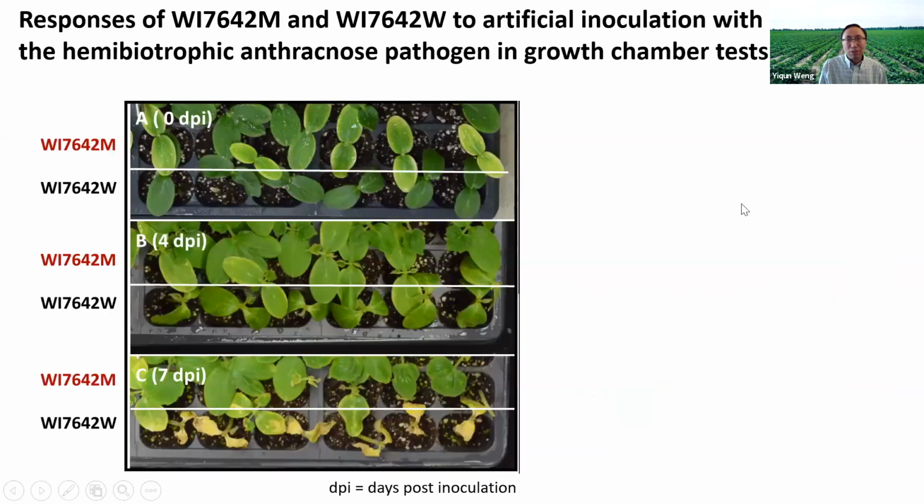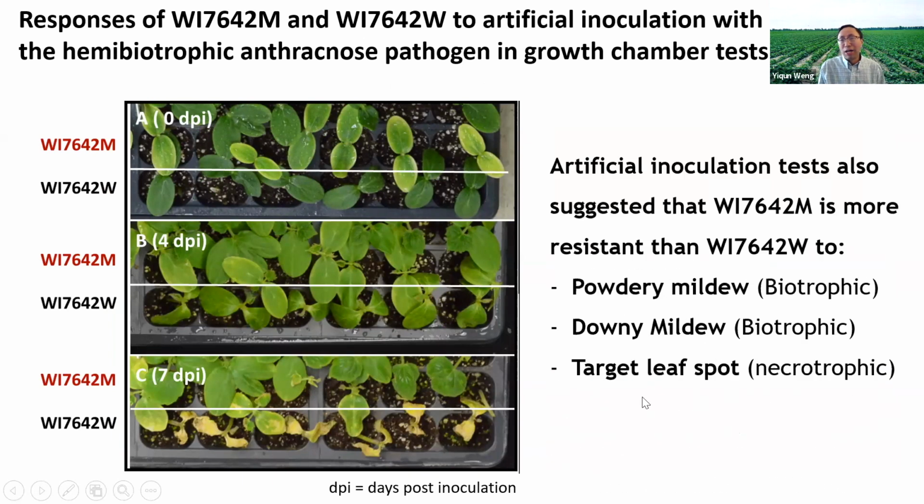So based on this, we did some artificial inoculation tests in the greenhouse and growth chambers. For example, we tested anthracnose, and you can see that even after one week of inoculation, the mutant still looks pretty nice and healthy, but the wild type is almost dead. We did follow-up tests with polymerase, dominant, and target spot, which showed a similar trend.